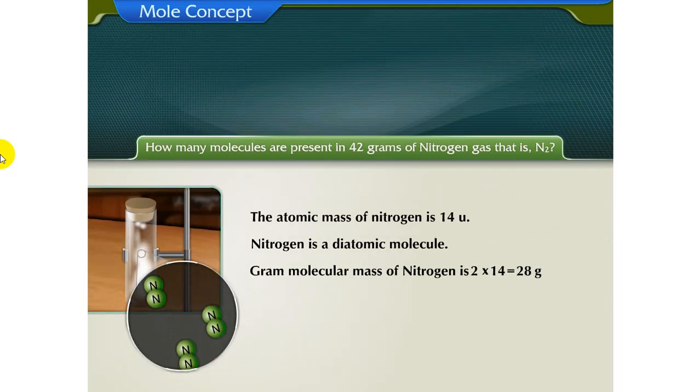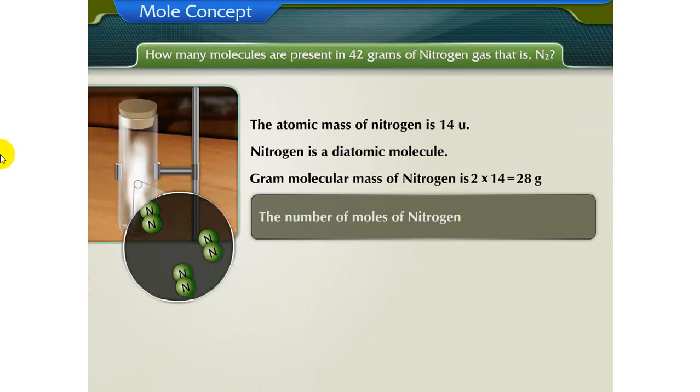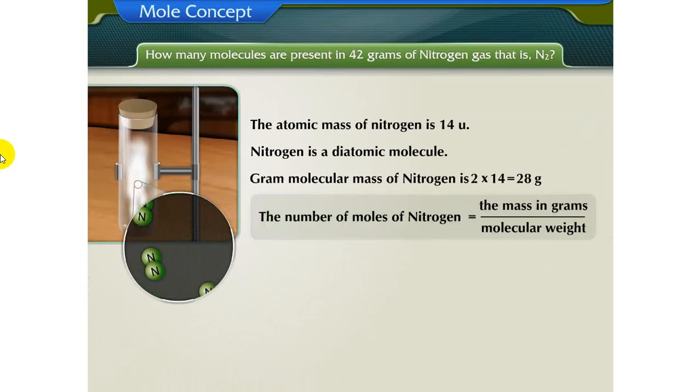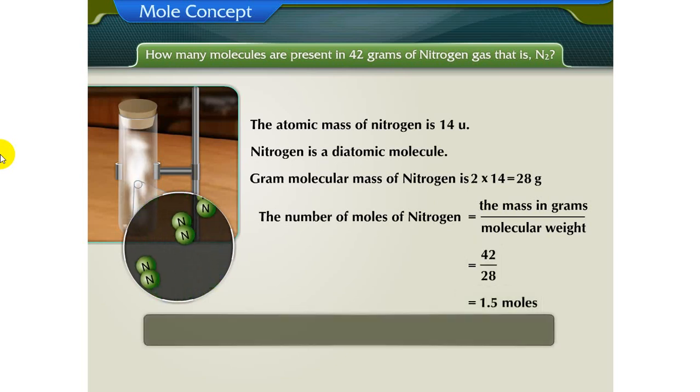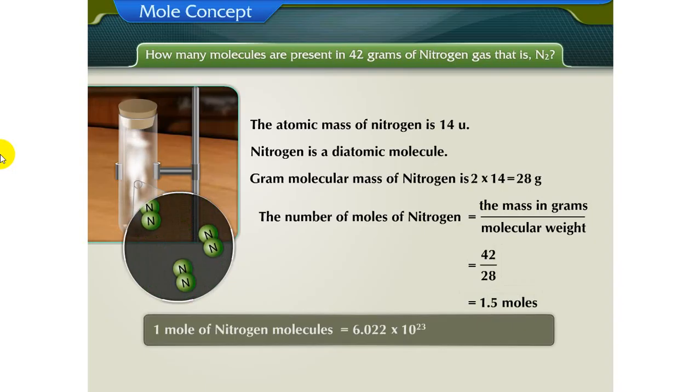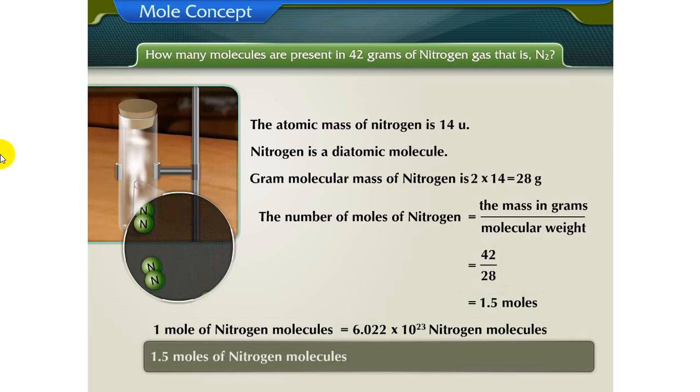How many moles is 42 grams of nitrogen gas? The number of moles of nitrogen is equal to the mass in grams divided by the molecular weight. This is equal to 42 divided by 28 equals 1.5 moles. Since 1 mole of nitrogen molecules contains 6.022 into 10 to the power 23 nitrogen molecules, 1.5 moles of nitrogen molecules will contain 1.5 into 6.022 into 10 to the power 23 molecules.